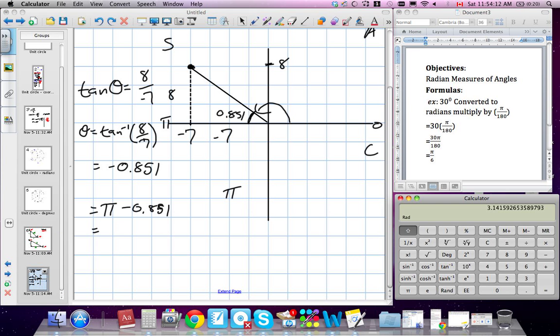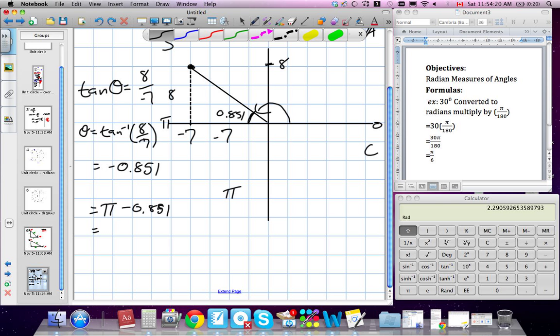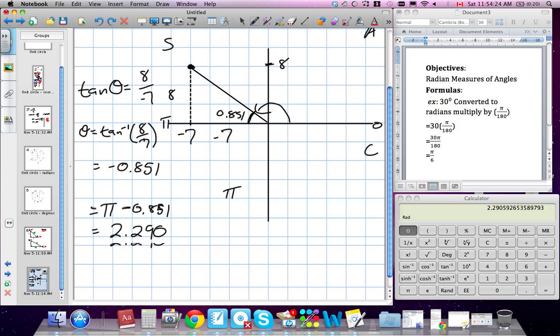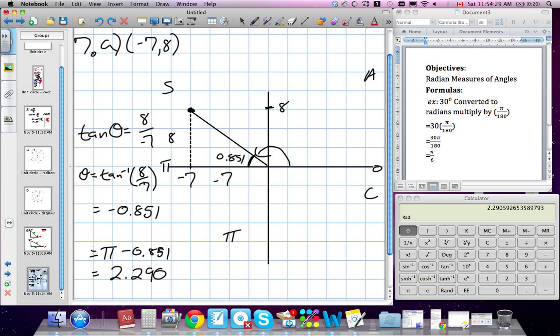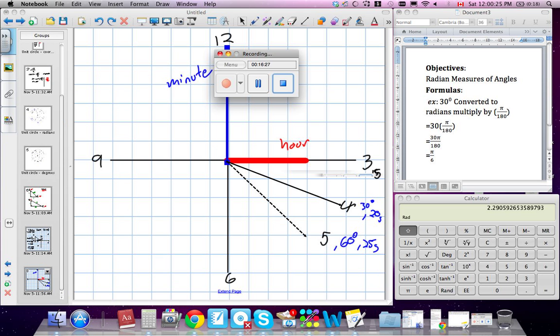We type it in our calculator. There we get pi subtract 0.851 equals 2.290. 2.290, which is exactly what they were looking for. Forgotten to subtract it from the full range, because we're looking for this angle, not just the acute angle.